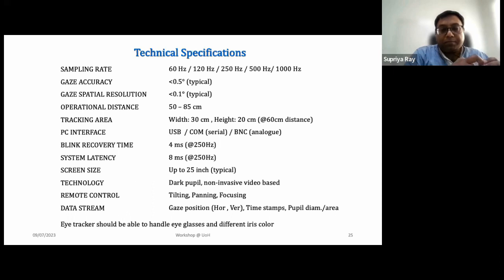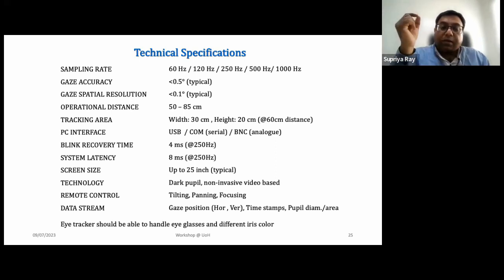Blink recovery time, ideally it should be around 4 milliseconds or less. That means a subject from time to time blinks. You cannot ask your subject to keep their eyes wide open throughout the recording session. So, once they blink, how much time does your eye tracker take to get back the correct position of the eyes? Okay, the quicker is better.